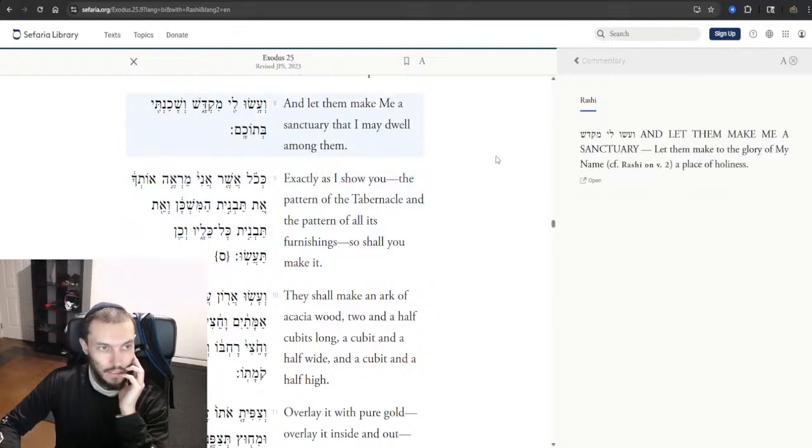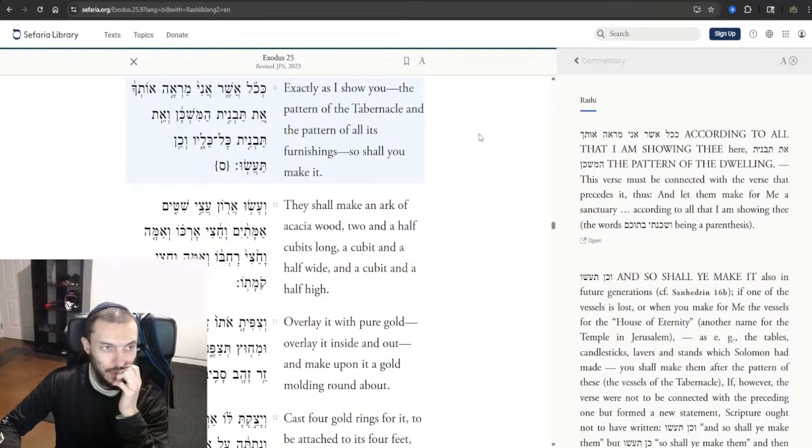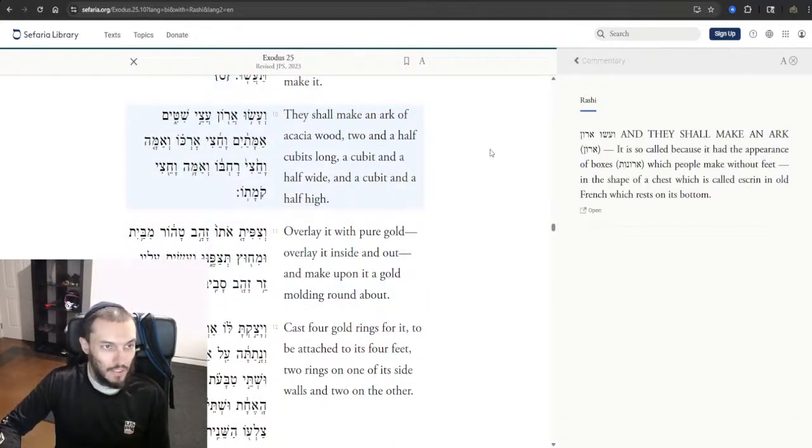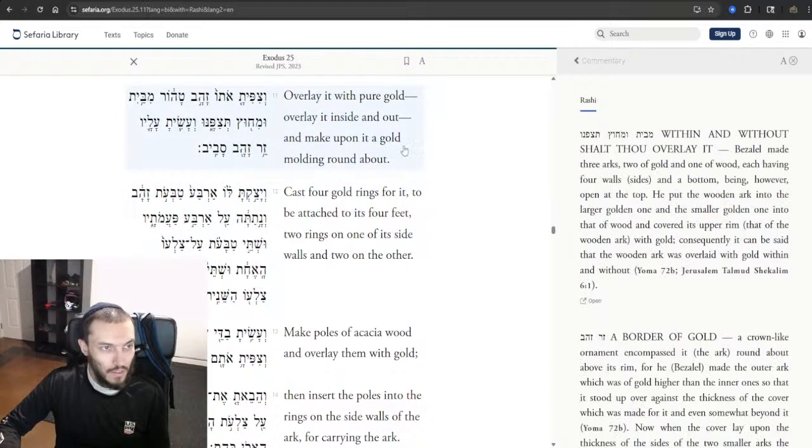And let them make me a sanctuary that I may dwell among them, exactly as I show you the pattern of the tabernacle and the pattern of all its furnishings, so shall you make it. They shall make an ark of acacia wood 2.5 cubits long, a cubit and a half wide, and a cubit and a half high. Overlay it with pure gold, overlay it inside and out, and make upon it a gold molding round about.